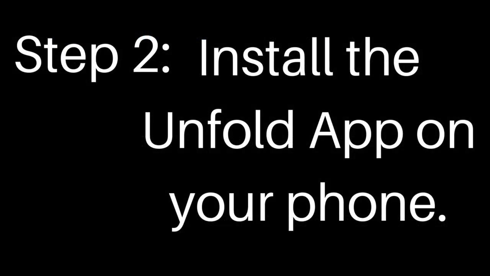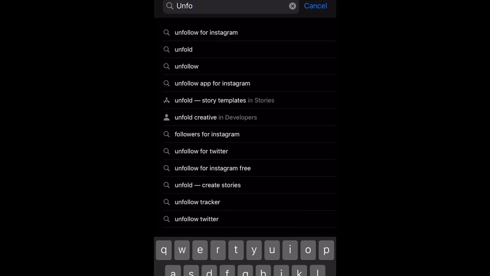Step two is to install the Unfold app on your phone. This is a great app for creating Instagram stories, and we're going to use it to make a reel.